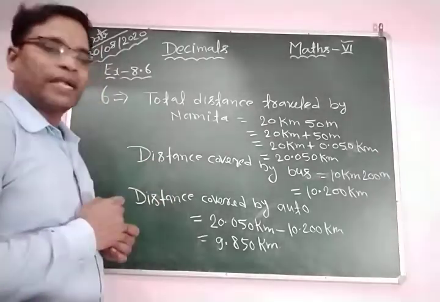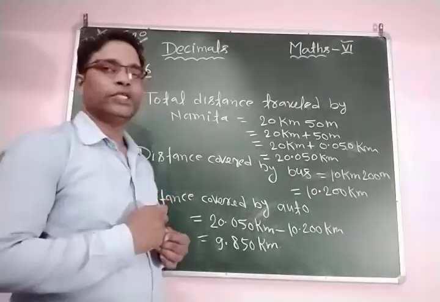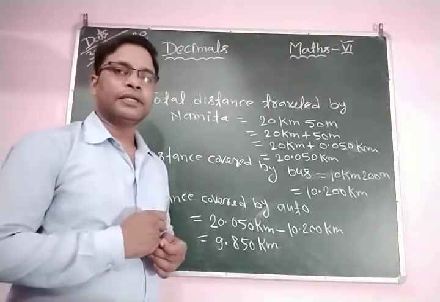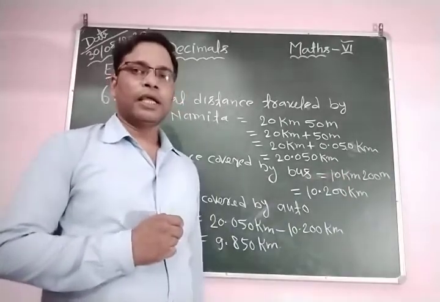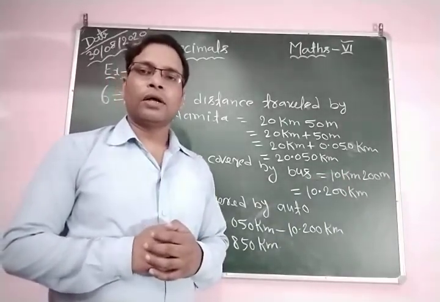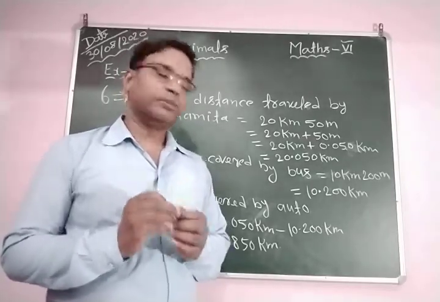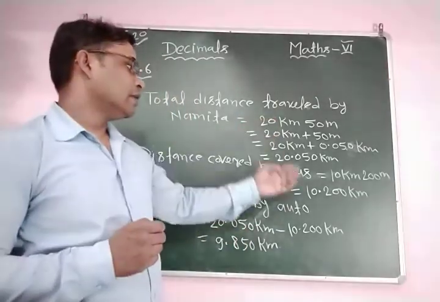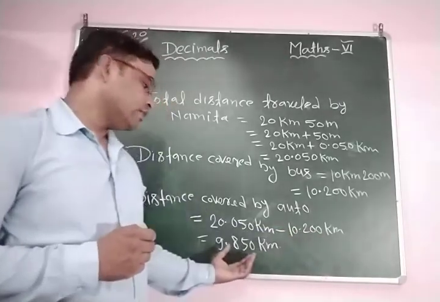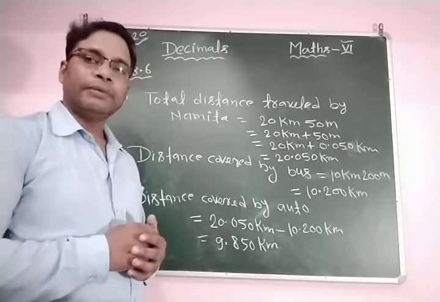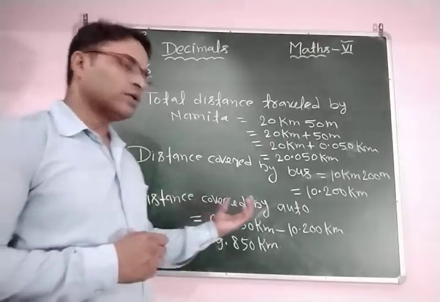In exercise 8.6, in this question the total distance covered by Namita is given as 20 kilometer 50 meters, and she covered 10 kilometer 200 meters by bus, and the question asked us what is the distance covered by auto by Namita. So here we subtract the distance covered by bus from the total distance. So in this way we find 9.850 kilometer. This is the distance covered by Namita by auto.